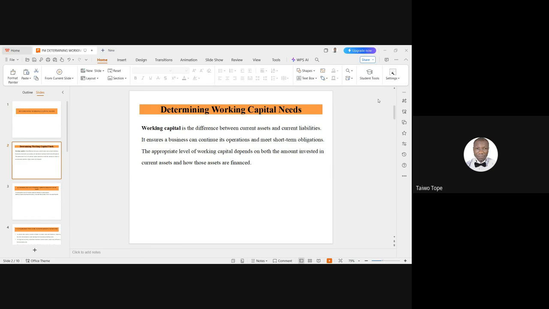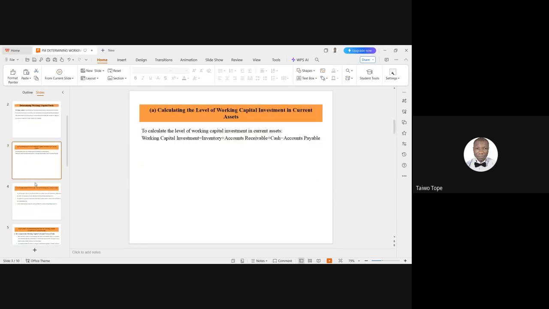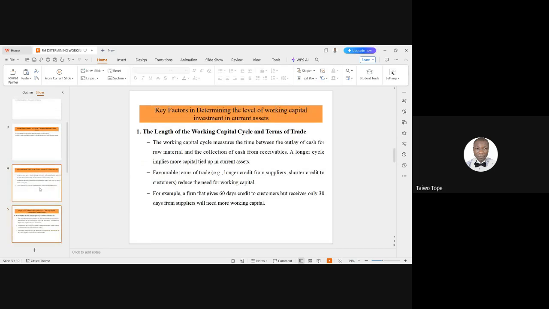So talking about the length of the working capital cycle and terms of trade. The working capital cycle shows how long it takes for a business to convert cash spent on raw materials into cash collected from customers. So it covers three main stages, that is paying suppliers for raw material, producing and holding inventory, and collecting receivables from customers.